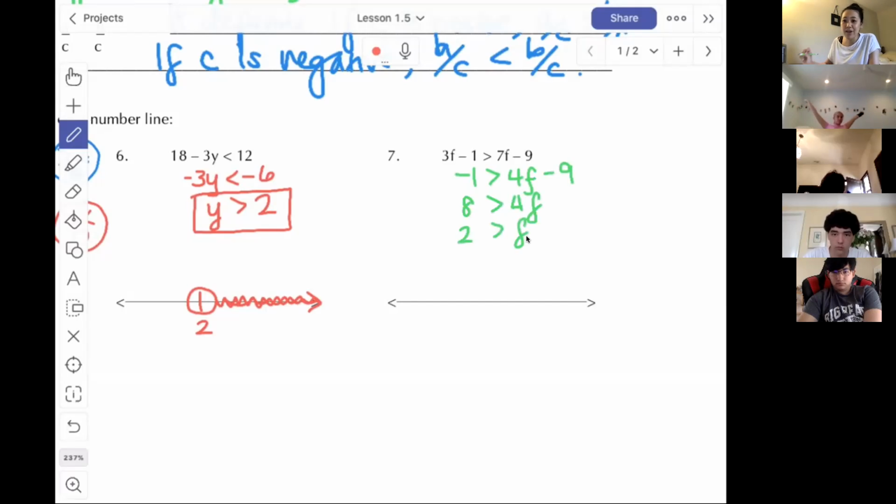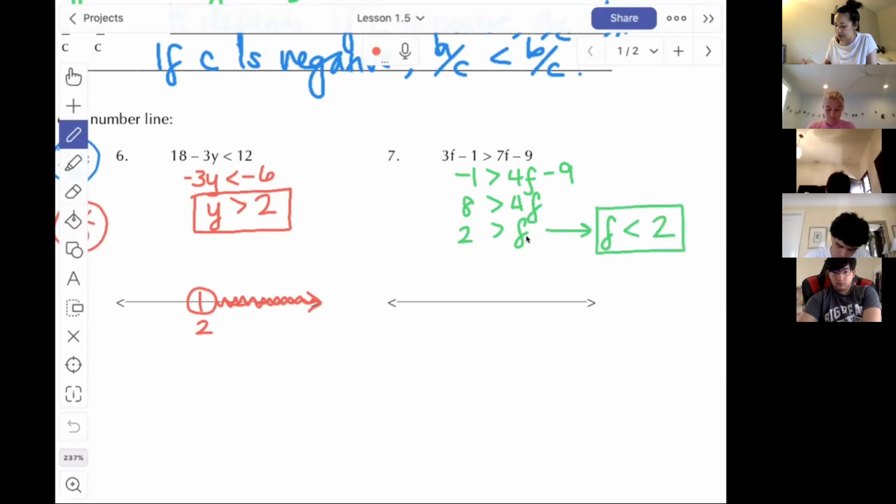Now here, do not box your answer, okay? You only box your answer once your variable is on the left-hand side. So we're going to have to flip this around to be f is less than 2. Flip that whole thing around so that this is your final answer. I will not accept 2 is greater than f. f has to come first. The variable has to come first. And that makes graphing a lot easier because your inequality points to the direction you shade.